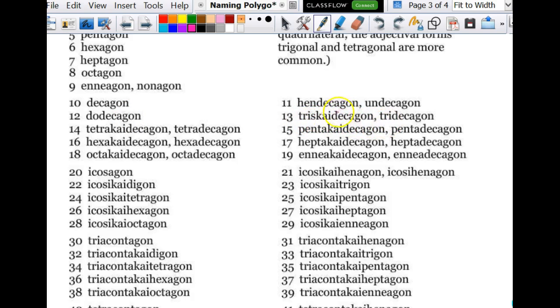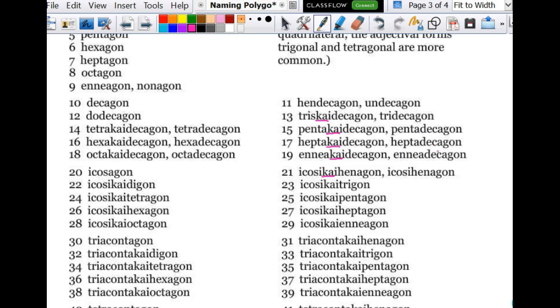Then 13 is a triskidecagon, and if you just kind of look down, all these have this chi in there. It's kind of explained on the next page, but I'll just hit it right now. It means and, but it's not always used, because if you look at this, you got a pentachidecagon and a pentadecagon. So this is 5 and 10, right? Which gives you your 15. Heptachidecagon. 7 and 10. That's where your 17 is. So it's in this form, not in this form. So it just kind of depends on where you see it from.